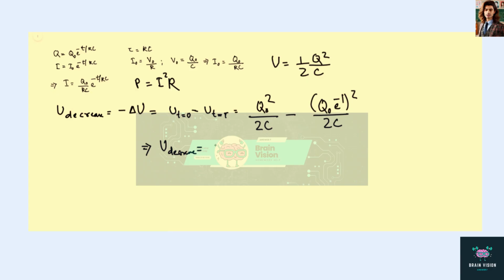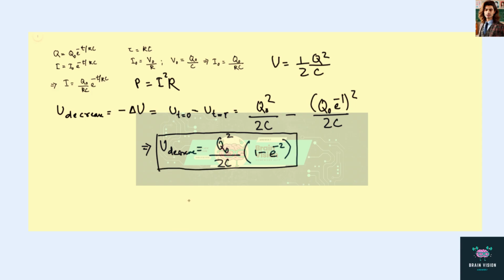Now let's simplify this expression a little bit. So we take Q naught square common out of these two terms, and also we take 2C common out of these two terms, and we are left with 1 minus e to the power minus 2. So this is the decrease in potential energy.